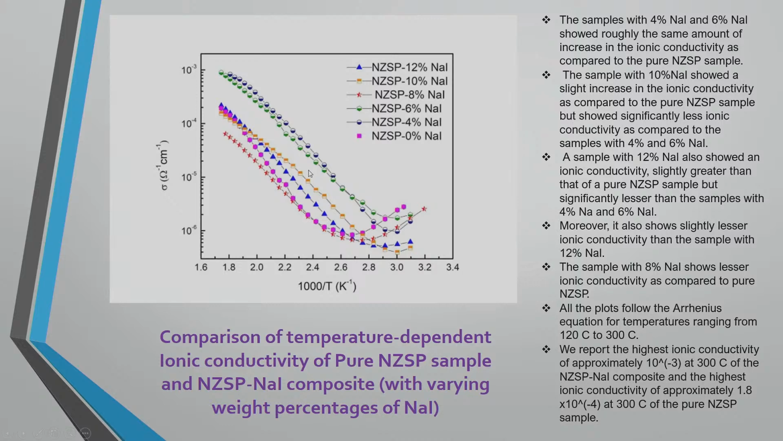At 8% and 6%, we can see that at 8% there is a decrease in the conductivity of the samples, and the 10% and 8% samples are mostly near to the pure NZSP sample.